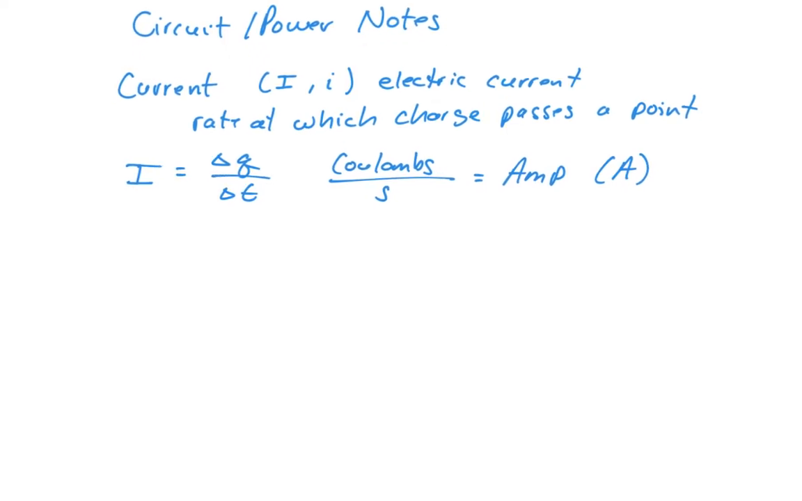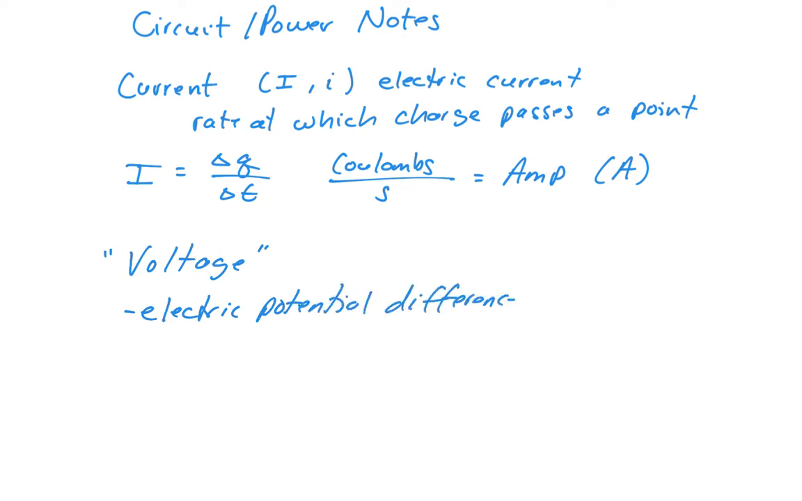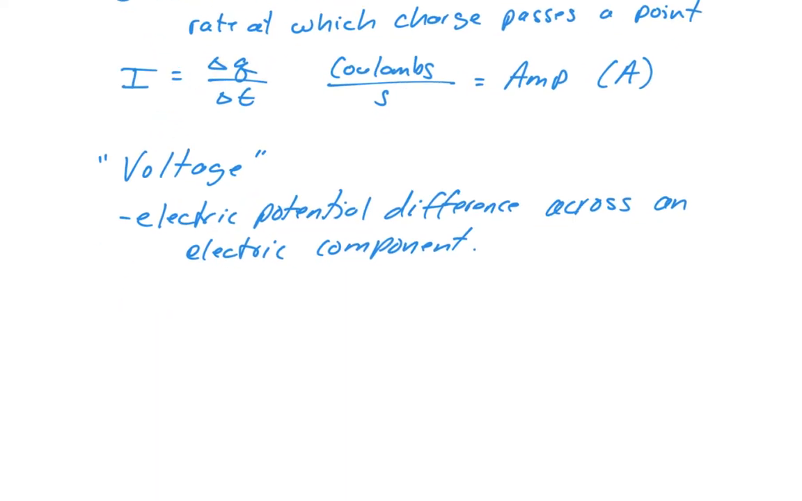The next topic we're going to talk about is a little more difficult, and I'll put it in quotations because I don't really like that term, but I do use it, okay? So voltage is an electric potential difference. And it's measured across an electric component. So a light bulb or a battery or something like that, okay? So voltage is equal to a change in energy divided by charge.